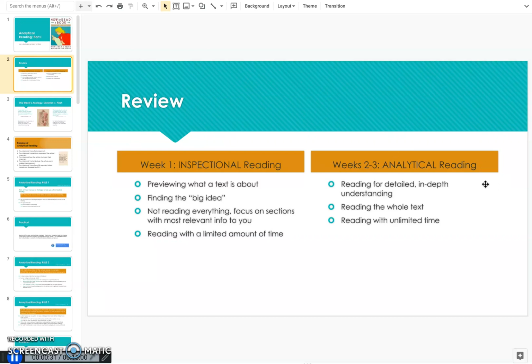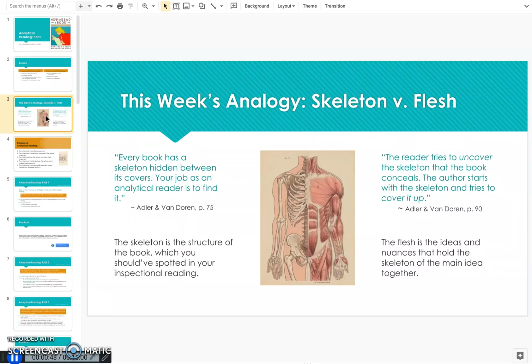next week. All right, so analytical reading, you're reading in depth for detail and for understanding. You're also reading the whole text, and you're reading this time without any time constraints. Okay, so you're reading maybe a little more leisurely than you were for inspectional reading. So one analogy that Adler and Van Doren give in How to Read a Book that I want to focus on is this analogy of the skeleton versus the flesh. Okay, because this is the first time where we start to see where reading and writing connect.